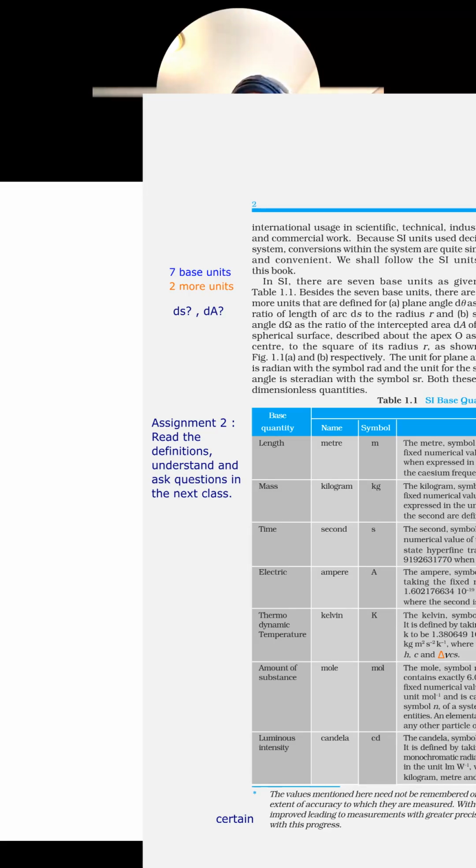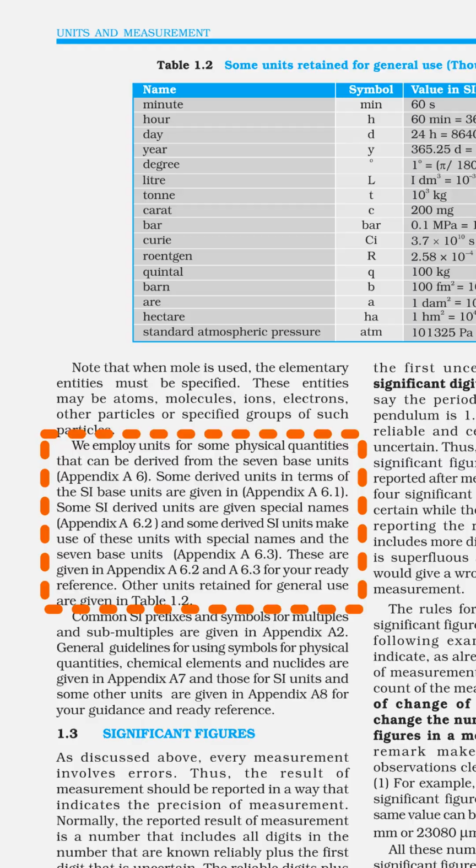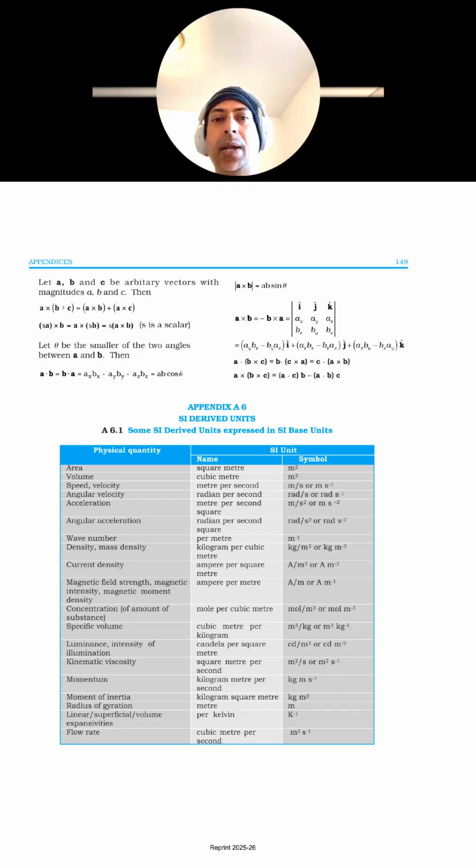Are you able to see this? Yes, Monk, I can. So let me show you this again. We'll talk about derived units in Appendix A6, right? Let's take examples of these to understand it better. So to understand better, let's open the appendix. And in the appendix, you see A6. Let's go to A6.